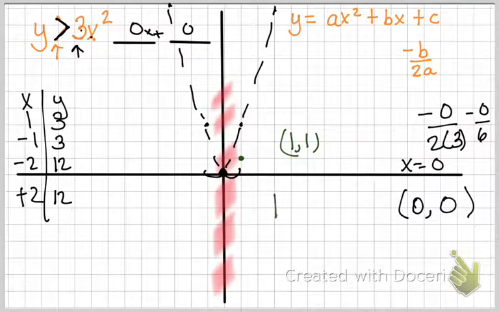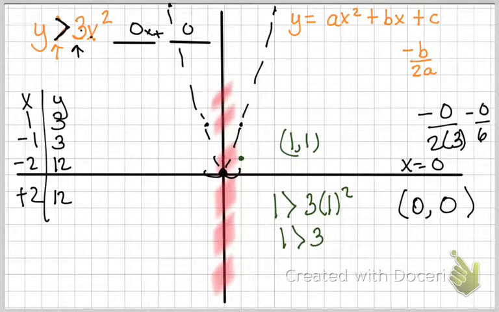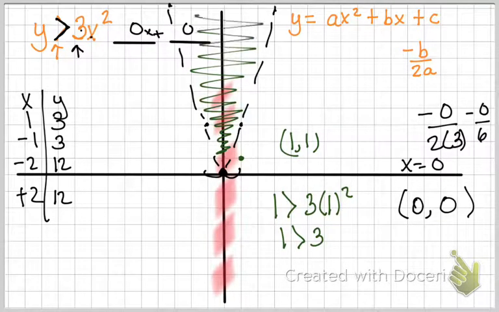So that means when I have 1, is 1 greater than 3 times 1 squared? Well, 1 squared is 1. 1 times 3 is 3. Is 1 greater than 3? Well, that's not a true statement. That's false. So that cannot be shaded. That's not a solution set. So that means I would shade everything inside.